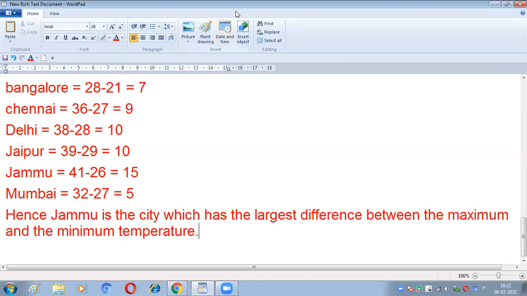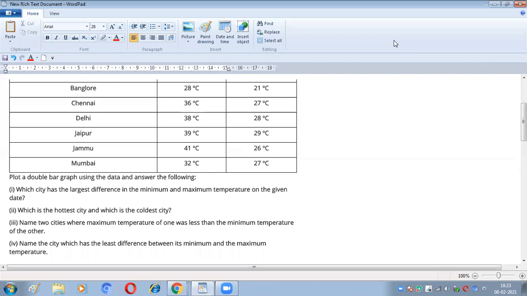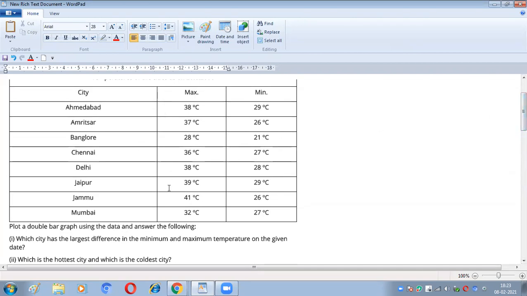Let's proceed to the second part. Friends, the second part asks which is the hottest city and which is the coldest city. Just see in the maximum part which city has the highest maximum temperature. 38 is not the largest number, 37 is not, 28 is not, 36 is not, 38 is not, 39 is not. And 41, yes, we can see that 41 is the largest number.